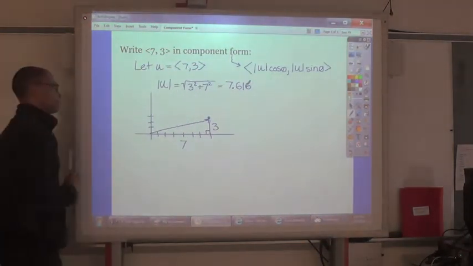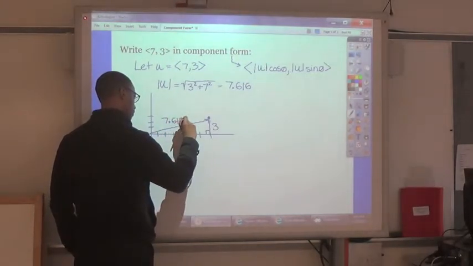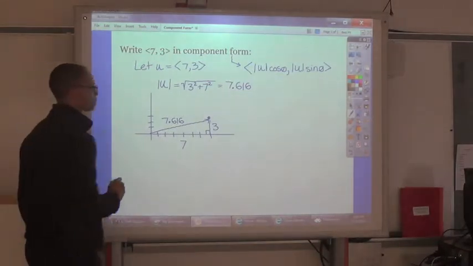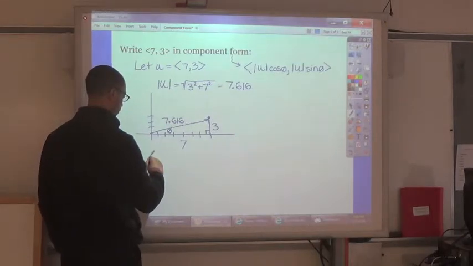So now that I have the magnitude, the next thing that I'm actually going to need to do is figure out what angle that vector is creating with the x-axis. So I'm drawing a little theta in there on the triangle so I can figure out what angle it's forming with the x-axis.